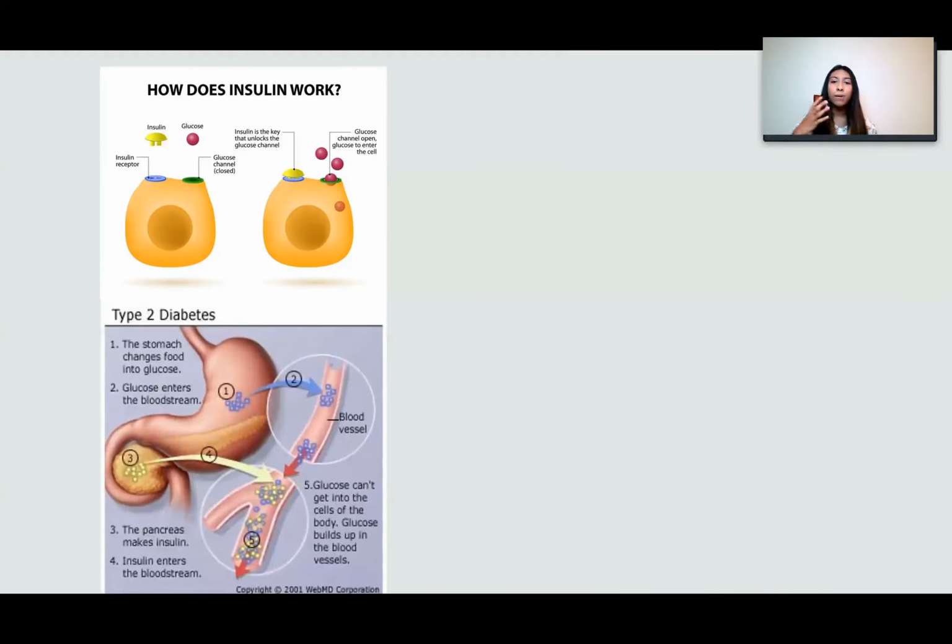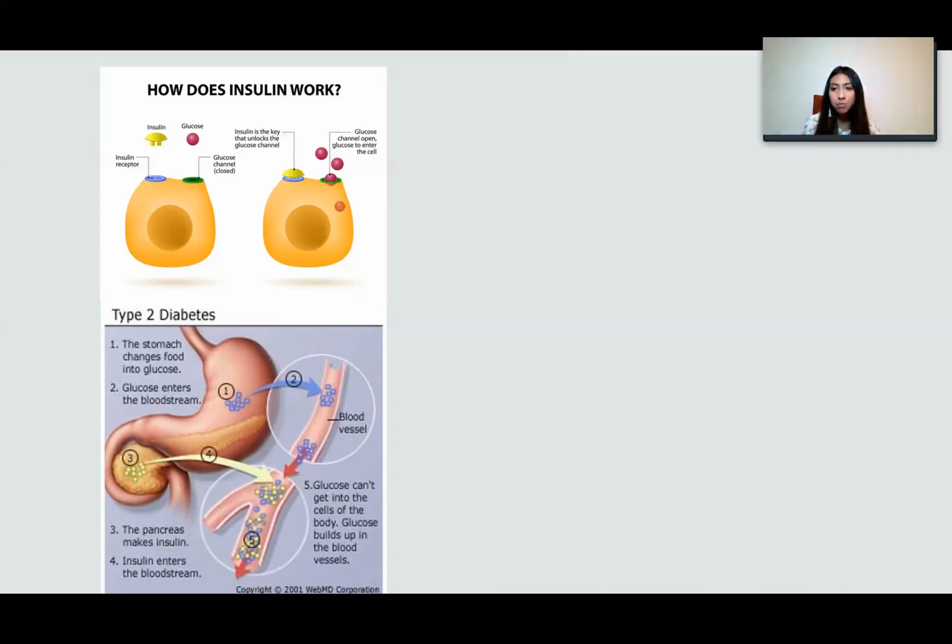Now that we know how insulin works, what is diabetes? So here's an image on type 2 diabetes. Like I said, the stomach changes food into glucose, right? And glucose then enters the bloodstream, and then the pancreas makes insulin, which goes into the bloodstream. But here, there's some malfunction where the insulin is not able to help the glucose go into the cells. So if the glucose isn't able to go into cells, there's glucose buildup in the blood vessels, which then results in high glucose levels and diabetes.